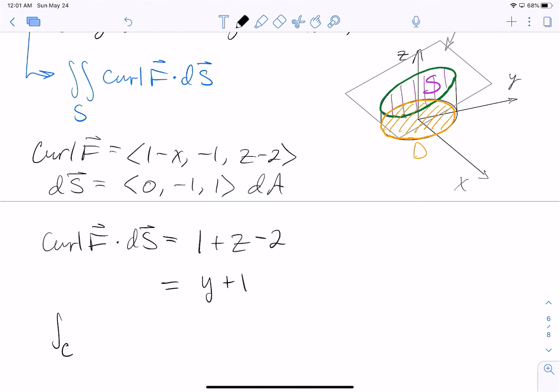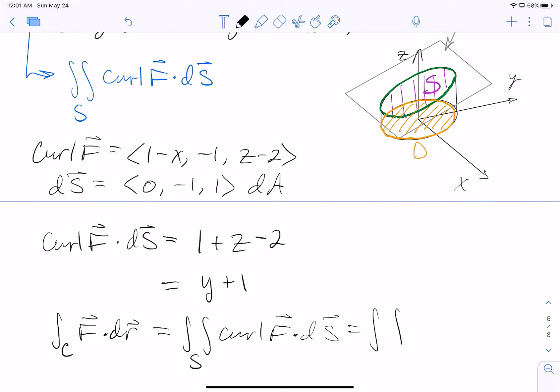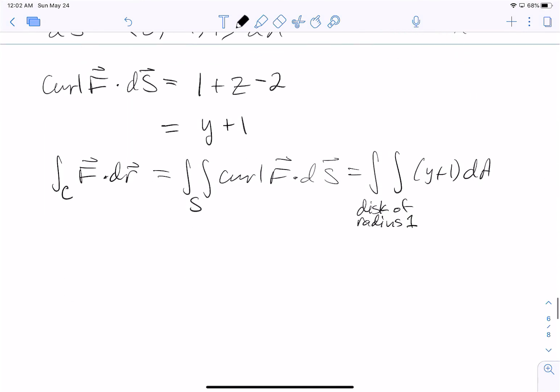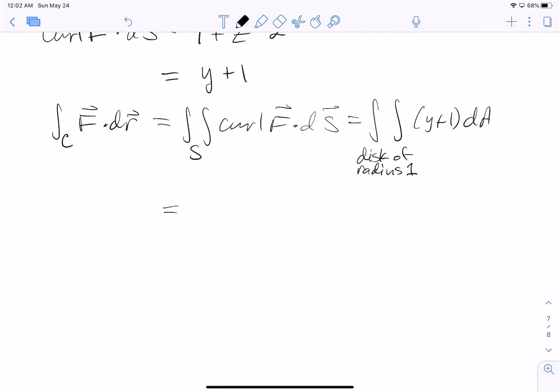So the line integral over C of F dot dr, which is what we were asked to compute using Stokes Theorem, is the surface integral over S of the curl of F dot dS, which is going to be the double integral. Our integrand is (y plus 1) dA, and our region D is a disk of radius 1. If you sensed we were going to polar coordinates, you were right. We're going to go from 0 to 2 pi. That disk of radius 1 gives us a radius from 0 to 1.